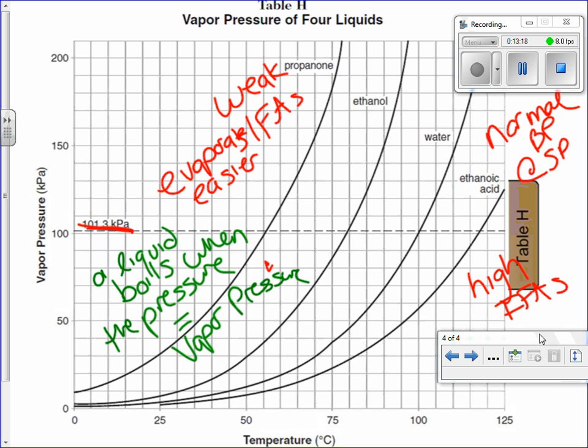If you lower the pressure to 50, okay, I'm going to follow that over to water and go down, and it's 75, 80, let's say 83. So I can get water to boil at 83 degrees C if I lower the pressure on the surface of it to 50 kilopascals. Okay, that's what this says. But again, it's just reading the graph. Where does it cross that graph? Okay.